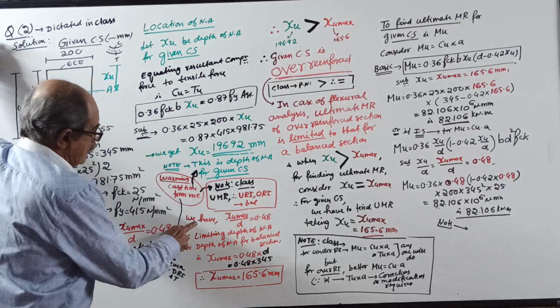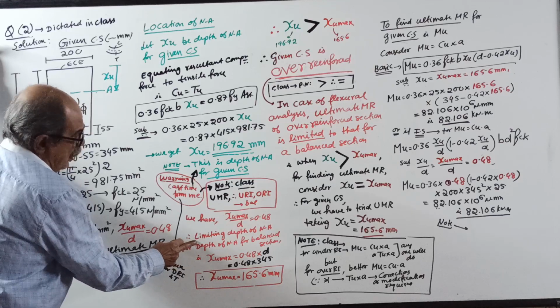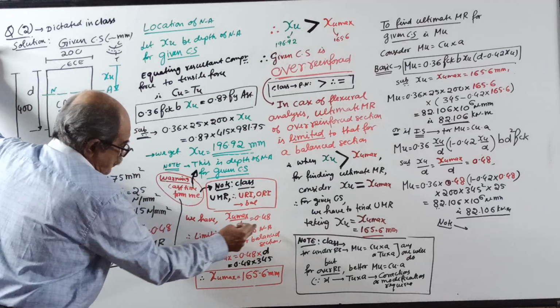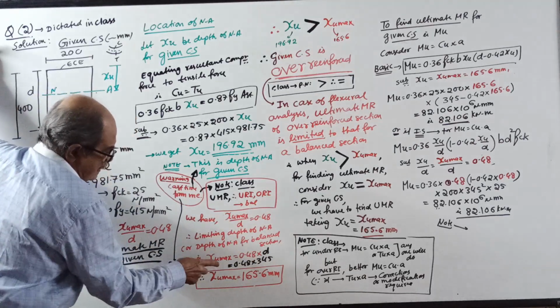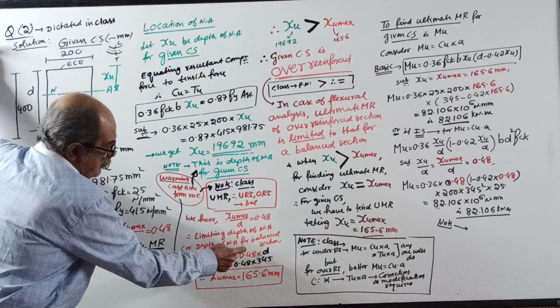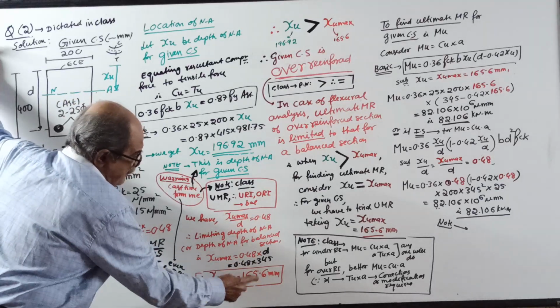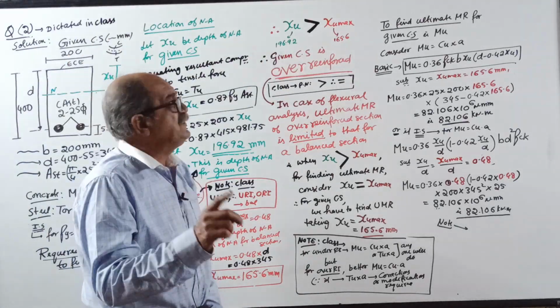Those who are serious, they will understand. Okay, start now. We have XU max by D 0.48. Therefore, again, this also last time. Limiting depth of neutral axis, or depth of neutral axis for a balanced section, XU max equal to 0.48 into D, it will come 165.6 millimeter. Now compare XU with XU max.